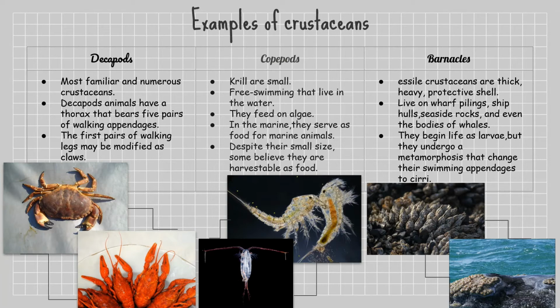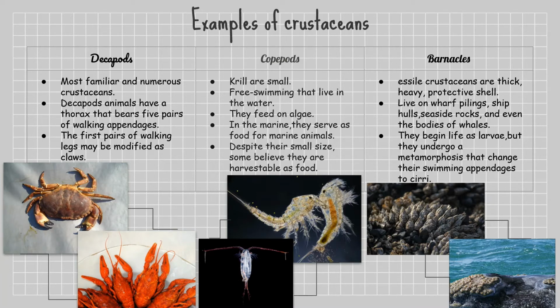The krills are small and they live in the water, swimming freely. They also feed on algae. Marine biologists believe that copepods serve as food for the marine animals. As their size is small, copepods are harvestable as a source of marine food.